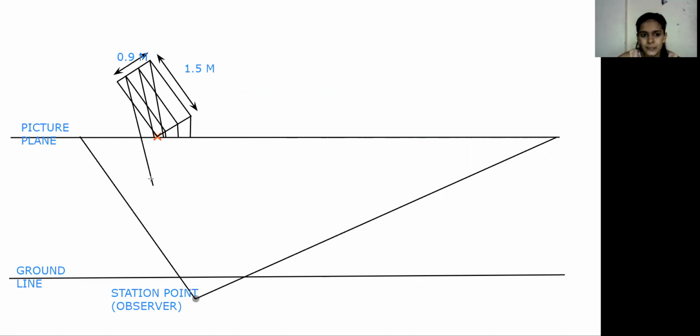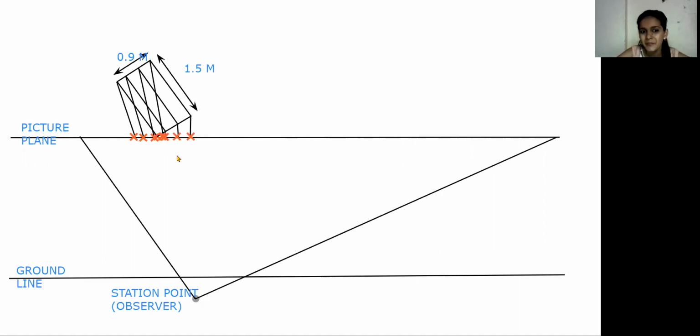So I'm going to connect all the points with the station point with these inclined lines. And I have drawn only the lines up to the picture plane, for less confusion. Now what next? We are getting 8 points here. Already one is shown with the cross mark. Another 2, 3, 4, 5, 6, 7, 8.